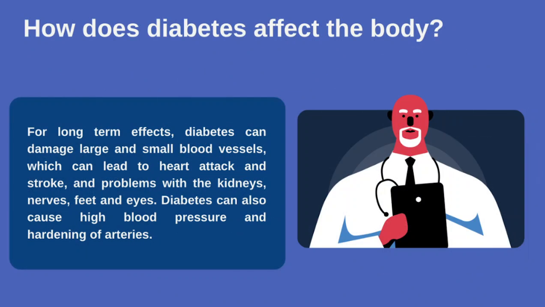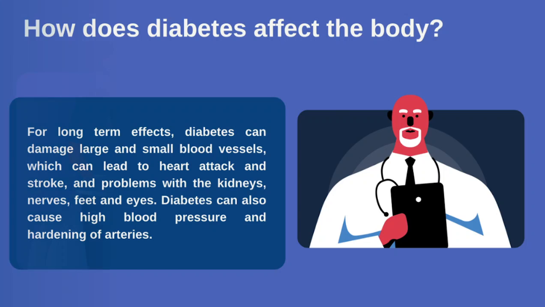Next, we'll talk about how diabetes affects the body. We know that diabetes can be a serious problem when not treated immediately and can result in several long-term problems and effects in the body. It can damage large and small blood vessels, which can lead to heart attack and stroke, and problems with the kidneys, nerves, feet, and eyes. So diabetes can be a serious problem if not treated and diagnosed early.